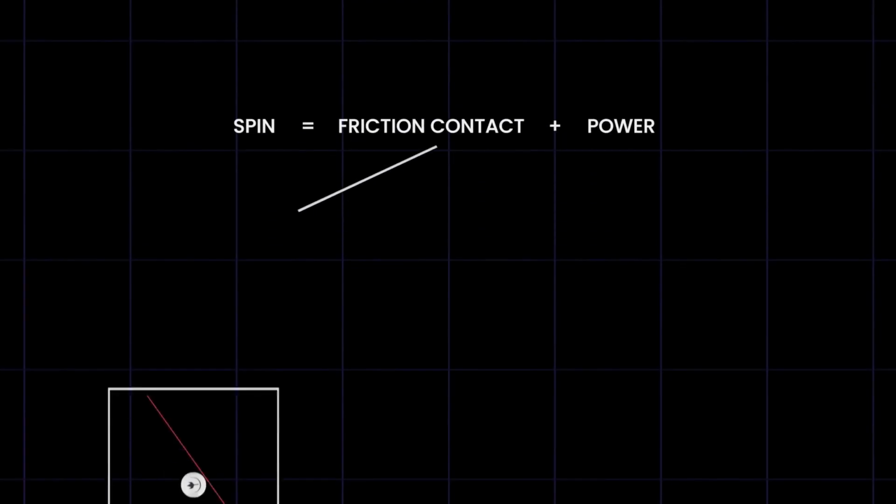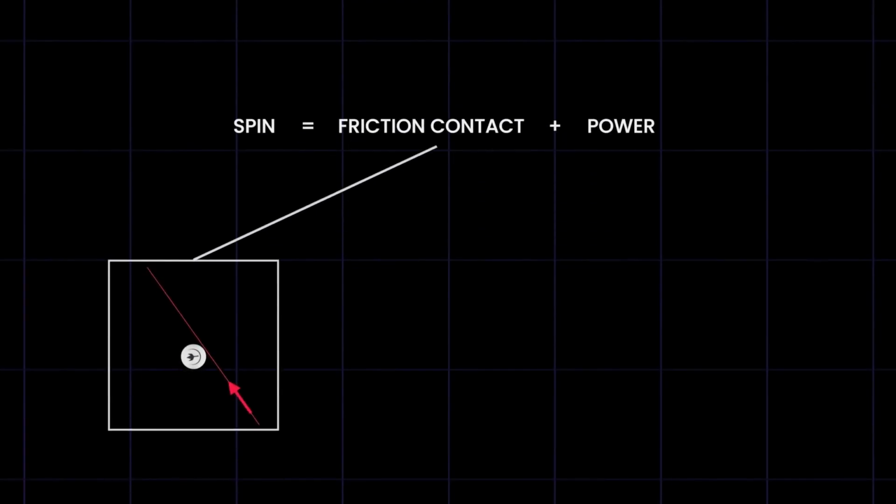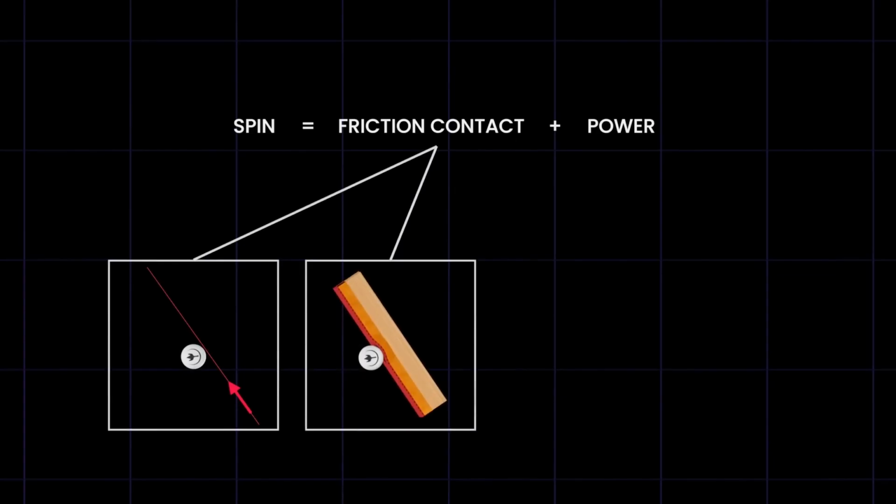In summary, to generate maximum spin, we need to combine good friction contact with a high stroke speed. The force applied should be as tangential as possible, while ensuring that the ball applies enough pressure on the rubber and sponge to maximize grip.